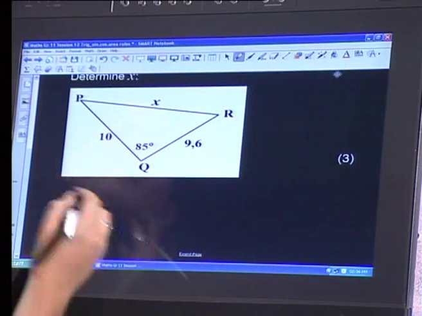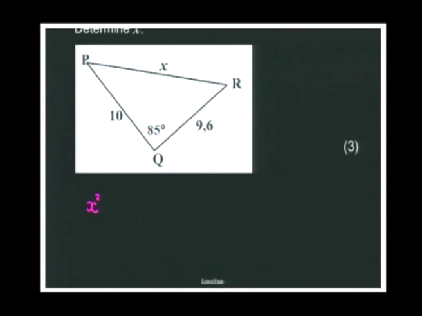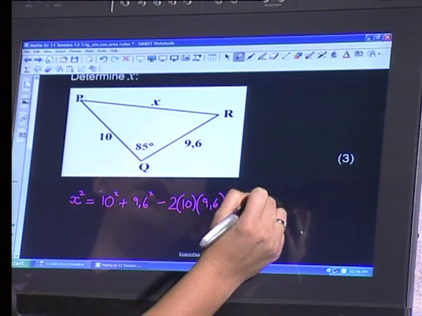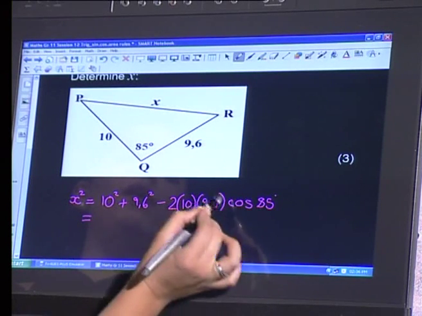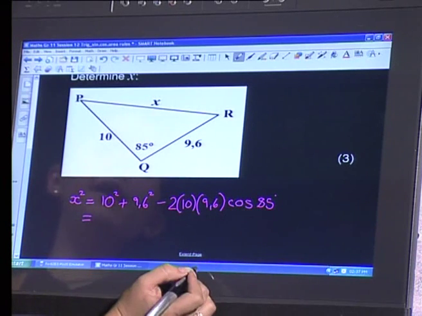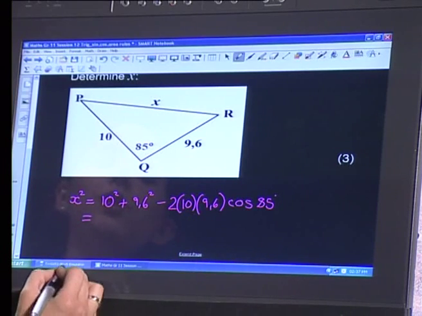Let's change the color so that we keep things exciting. I'm going to start with my side, which is x squared. That's our subject of the formula, and it's equal to PQ squared, and immediately I'm going to substitute the values: 10 squared plus QR squared, 9,6 squared, minus 2 multiplied by the one side, which is 10, and the other one, 9,6, cos of the angle that's opposite the side that we want, which is cos of Q, which happens to be 85 degrees. And I put that in there. I recommend that instead of working this out separately, you put this all into the calculator at once.